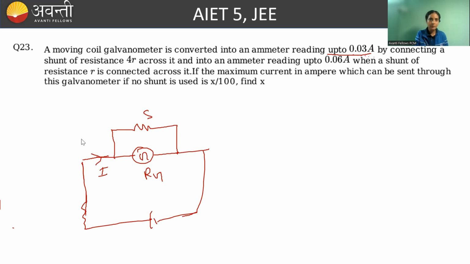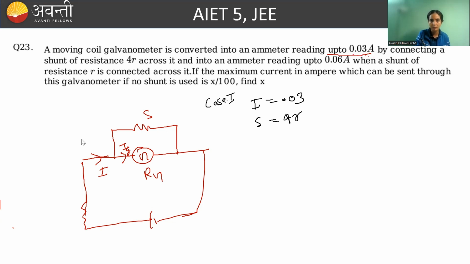And this galvanometer has a capacity of a certain range for taking current. And that maximum current we call IG. Okay, this thing we have learned already. Now, according to the question, in the first case, I is equal to how much? 0.03. Let's take case 1. This is I is 0.03 and S value is how much? 4R. IG will be something, it's not given.